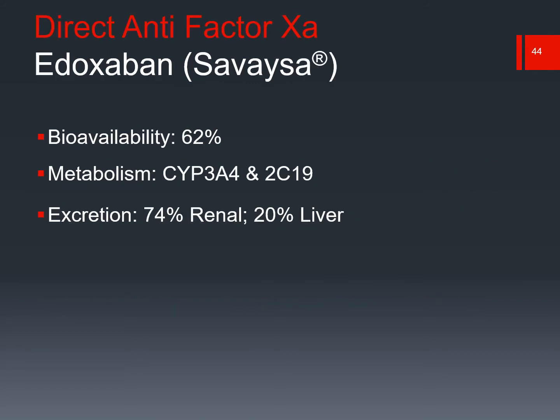And that brings us to the third drug in this class, edoxaban, branded as Savaysa. This is the most recently FDA approved direct anti-factor 10A to market. It has metabolism through CYP3A4 and 2C19, and it is mostly excreted through the renal system. So it is of concern when we talk about renal dosing next.